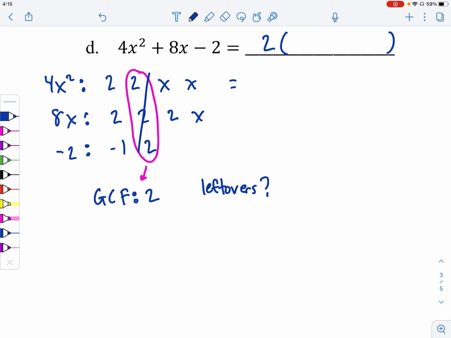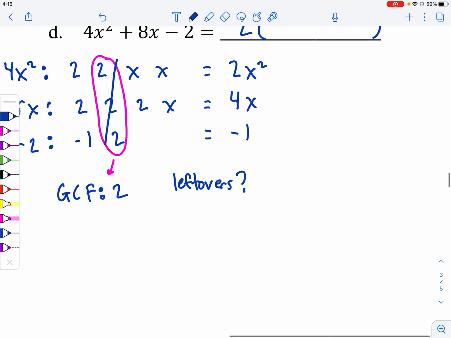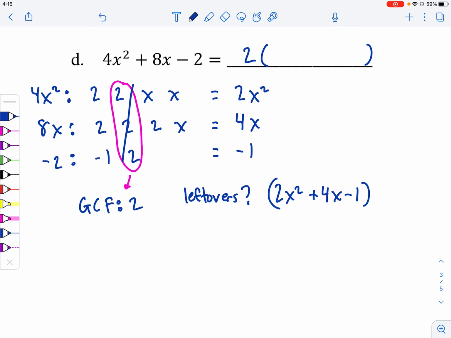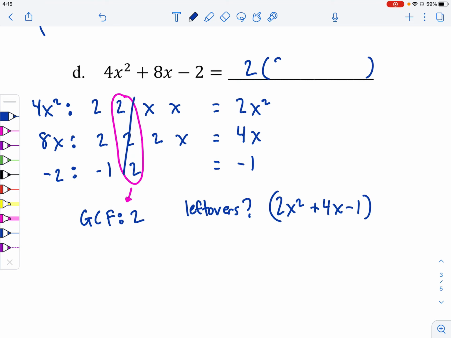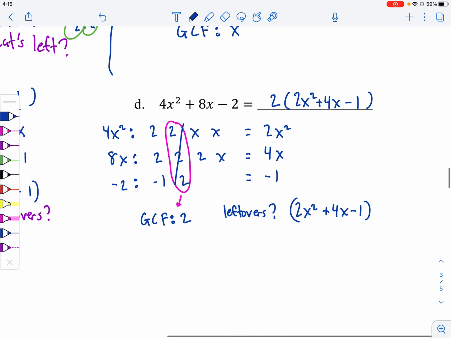What are the leftovers? On the top, we have a 2 and 2 x's, so 2x squared. In the middle, we have 2 times 2, which is 4, and 1x. On the bottom, we're left with negative 1. So that's going to be 2x squared plus 4x minus 1. That's what we're left over with, so we write that in there. And that's finding the GCF.